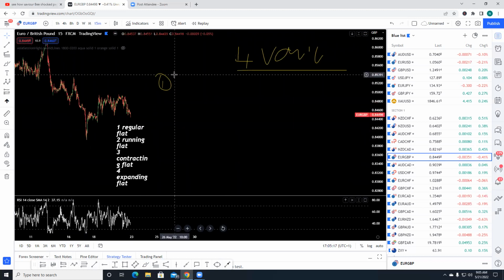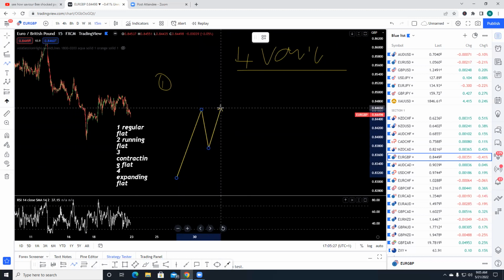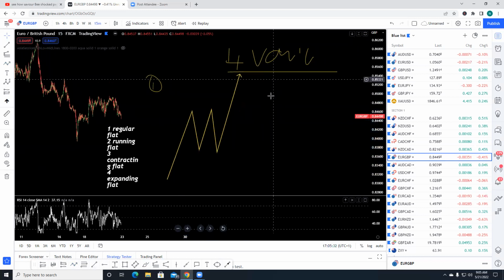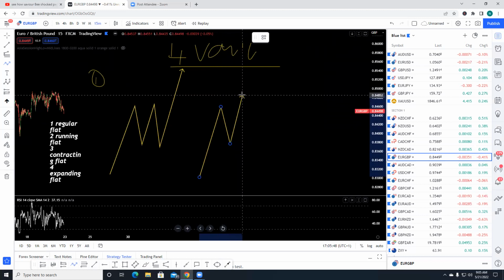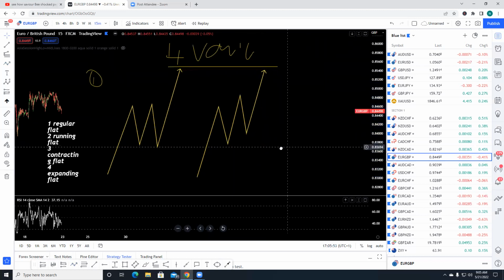So first one is a regular flat. This is how you draw a regular flat, guys. It's an impulse. You have wave A, wave B, wave C, and you have a move to the upside. So let me just draw the 4 variations before I explain to you. Then the second type is a running flat. A running flat is an impulse. You now have a move down, then this one breaks the top. This one cannot get to the bottom. I have a move up. This is a running flat, guys.